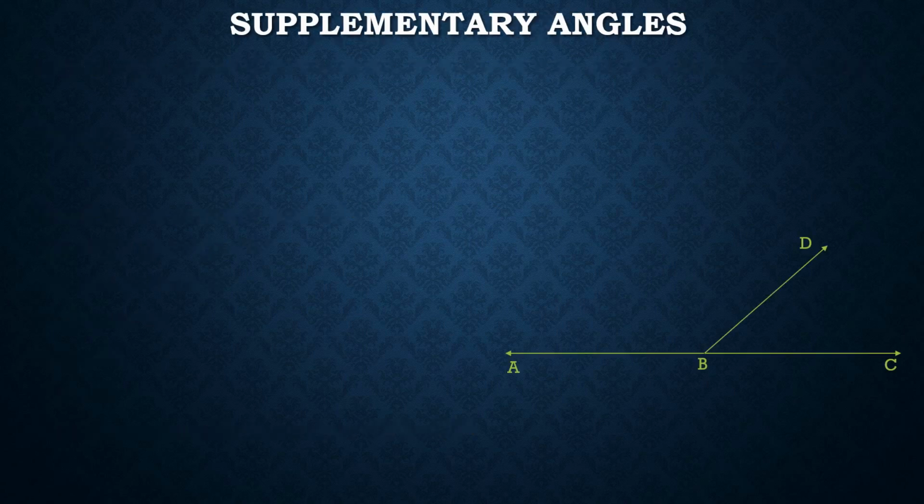Next topic is supplementary angles. A line AC is shown in the figure alongside. A ray BD stands on it. How many angles are formed over here?